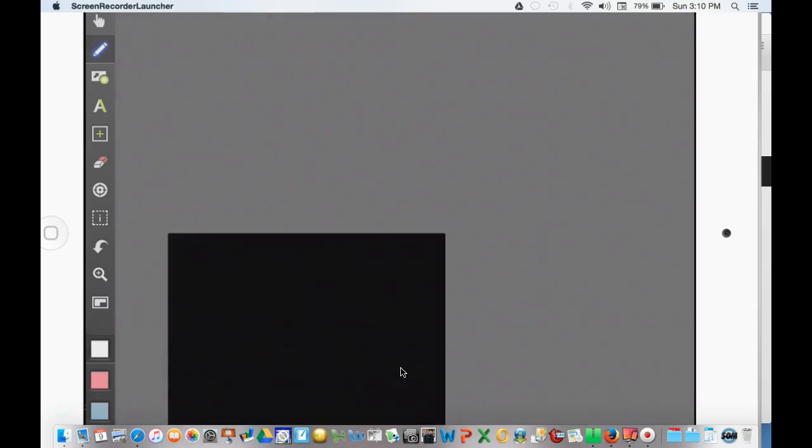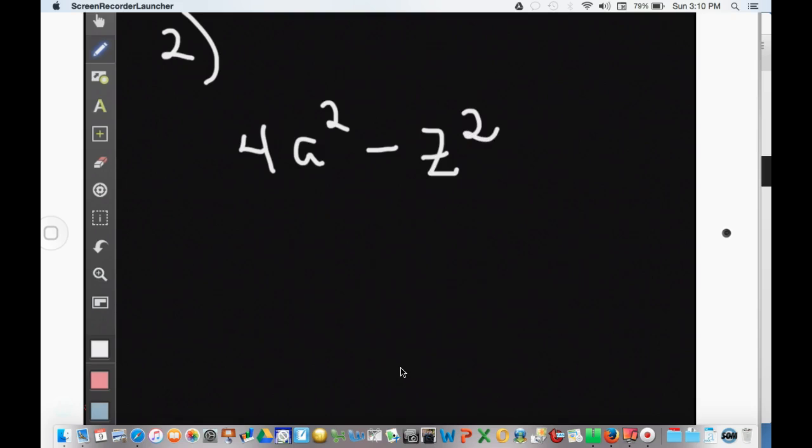Now let's go to example 2. For example 2, I'd like you to factor 4a squared minus z squared. Again, turn off the video and do a quick factoring.